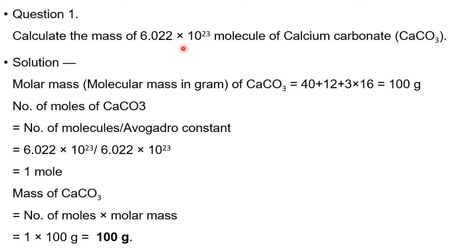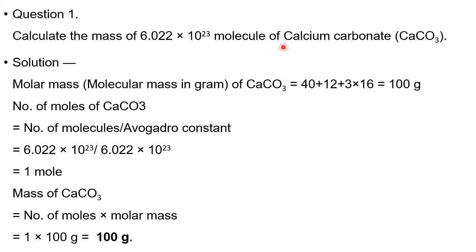Calculate the mass of 6.022 × 10^23 molecules of calcium carbonate. That is the question. First, let us understand what is meant by 6.022 × 10^23 molecules of calcium carbonate. This means 1 mole. So 6.022 × 10^23 molecules of calcium carbonate means 1 mole of calcium carbonate.